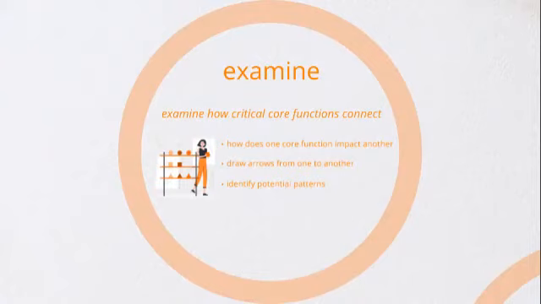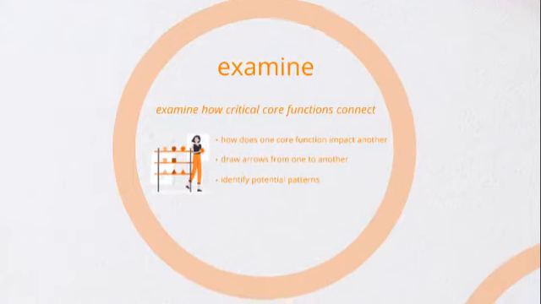Next, you'll want to examine how critical core functions connect or interrelate to each other. So, how does one core function impact another? Using this as a guiding question, draw arrows from one to another. Is there a pattern? Does this tell you something about how functions flow through the organization? Are major work units able to maximize their performance without losses in other units?